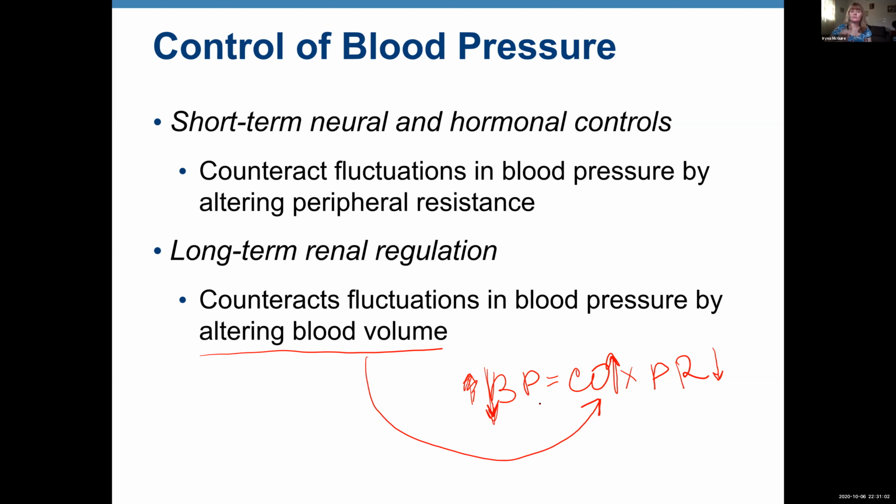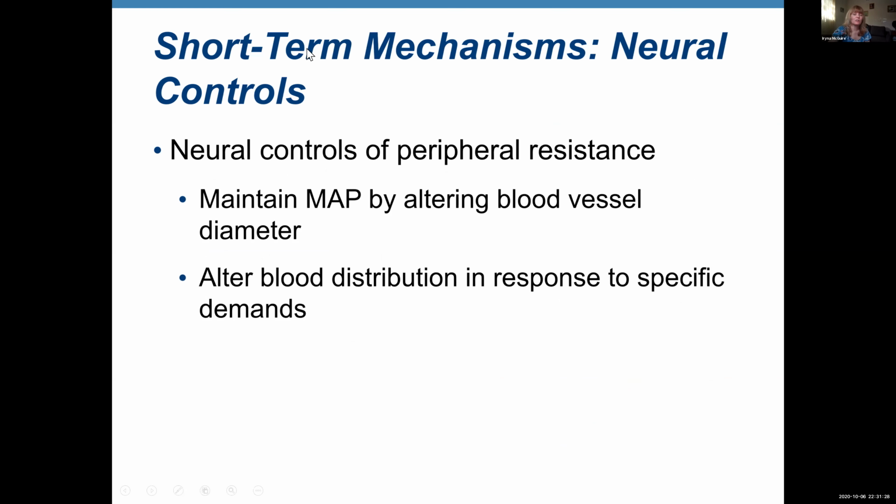pressure. And this will be long-term regulation and renal regulation because your kidney is gonna regulate how much fluid you keep in your body. You keep more fluid, that means you have more blood volume, right? So blood volume goes up, cardiac output will go up, right? Okay, so that's our long-term renal regulation. And what are we regulating? Blood pressure.